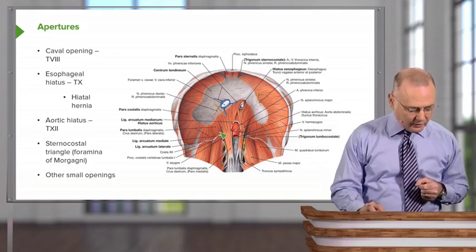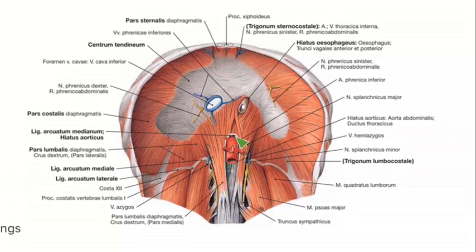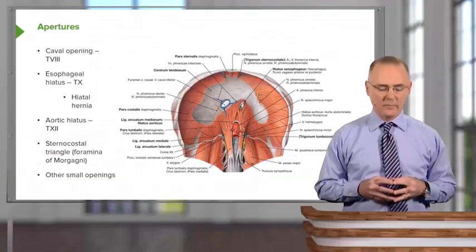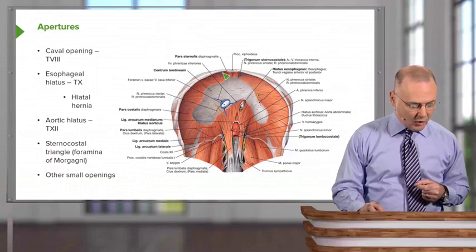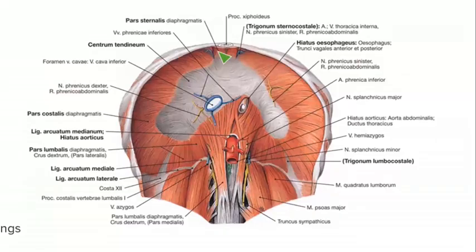The last aperture passes behind the diaphragm, between the right crus and the left crus. This is your aortic hiatus, and it allows the passage of the thoracic descending aorta into the abdominal cavity, so it becomes the abdominal aorta. And this is at vertebral level T12. We can also see here a smaller opening on either side of the sternal parts of the diaphragm.